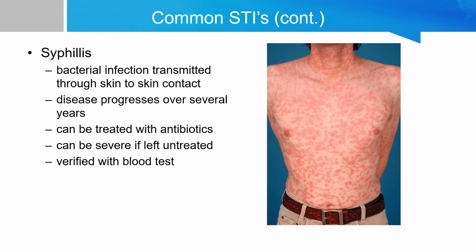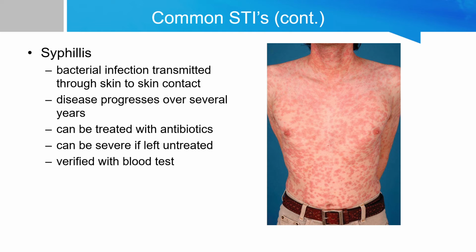Syphilis is another common STI. Syphilis is a bacterial infection that is transmitted through skin-to-skin contact. The disease progresses over several years. The initial stage consists of a sore that is usually painless, which then, within a certain amount of time, presents as a total body rash. The disease eventually progresses to affect the organ systems.